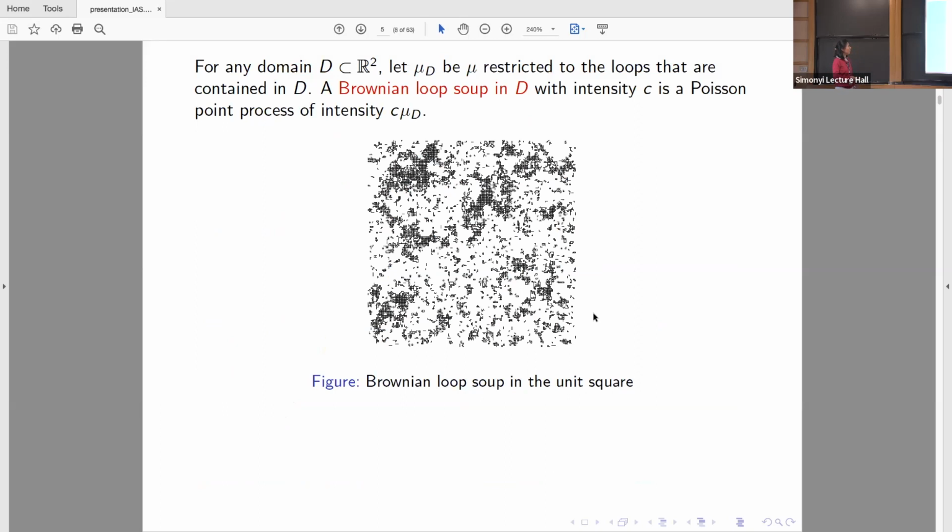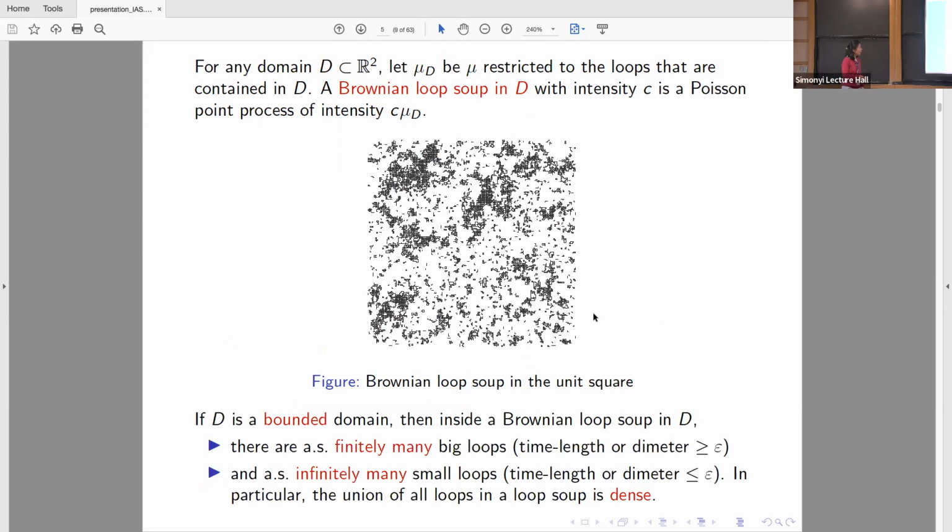Here I show you a simulation. In fact, for any domain D in the plane, we can also look at the loop soup restricted to this domain D, which is also equal to a Poisson point process of intensity C mu_D, where mu_D is mu restricted to the domain D. As you can see here, when D is a bounded domain, then there are almost surely finitely many big loops in this domain. When I say big, I mean either time length or diameter greater than epsilon.